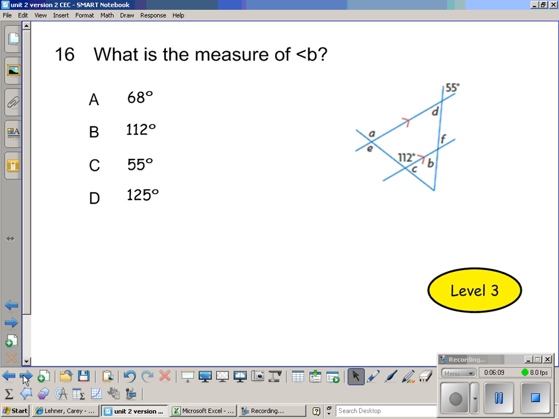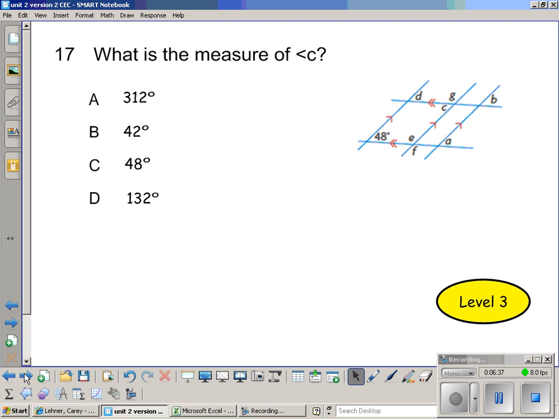What is the measure of angle B? If you look at the two parallel lines and the angle of 55 degrees, 55 degrees and angle B are alternate exterior angles. They are outside of the parallel lines on the opposite side of the transversal. So angle B is 55 degrees, which is C.